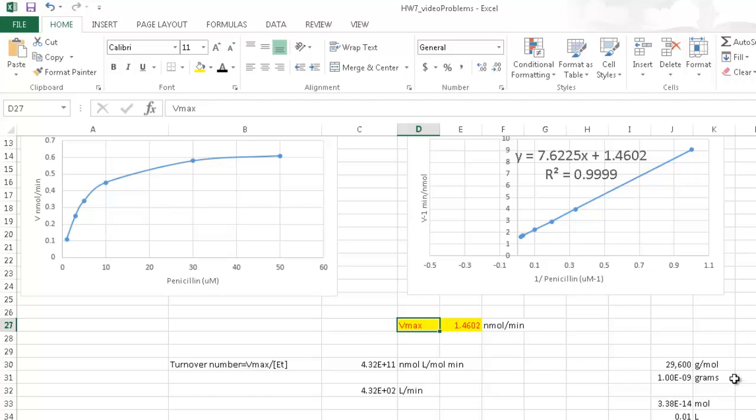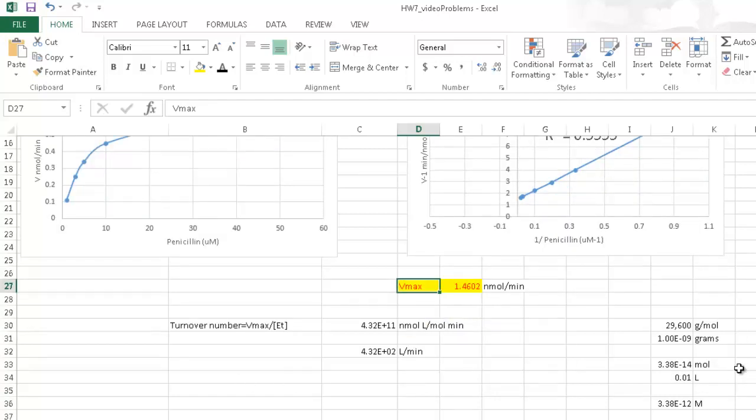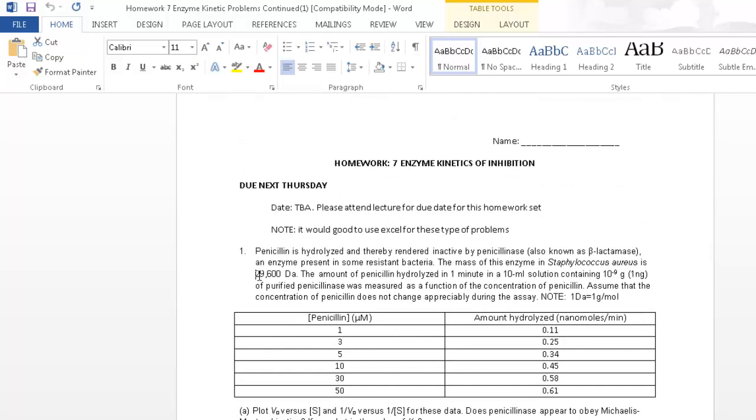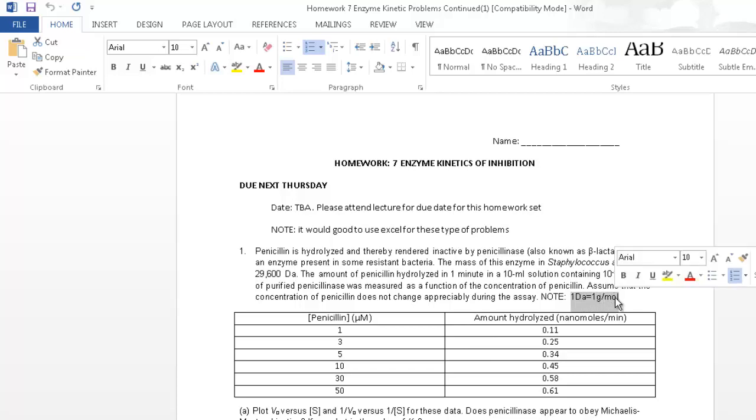So once we have our Vmax, we need to just determine total enzyme concentration and plug it into this formula. We're not given the concentration so directly. We know that penicillinase has a weight of 29,600 Daltons. That's what is given in our problem. That has nowhere near the units we want for concentration. However, we do know that 1 Dalton is 1 gram per mole. So 29,600 Daltons is nothing more than 29,600 grams per mole.